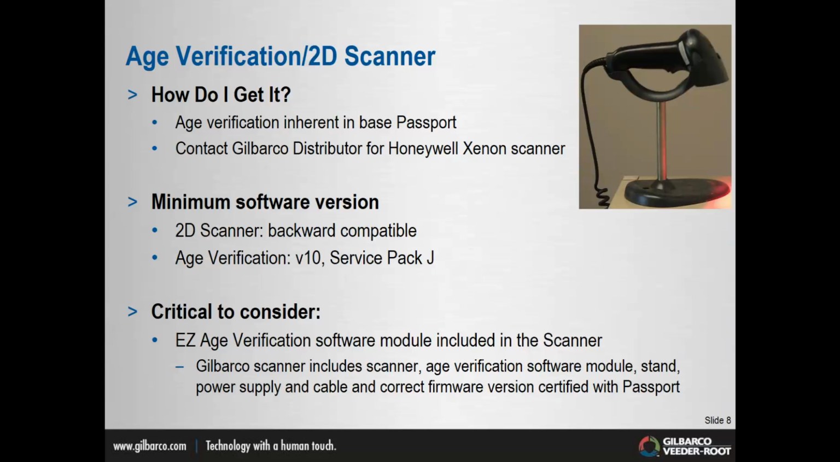You may be able to find the Honeywell Xenon 1900 EZ scanner online. However, it is critical that the scanner be supplied with the EZ age verification software in it, and that it have the correct firmware that Gilbarco has verified for operation with Passport. Gilbarco also provides warranty and help desk support for the 2D scanner when it is purchased through us.